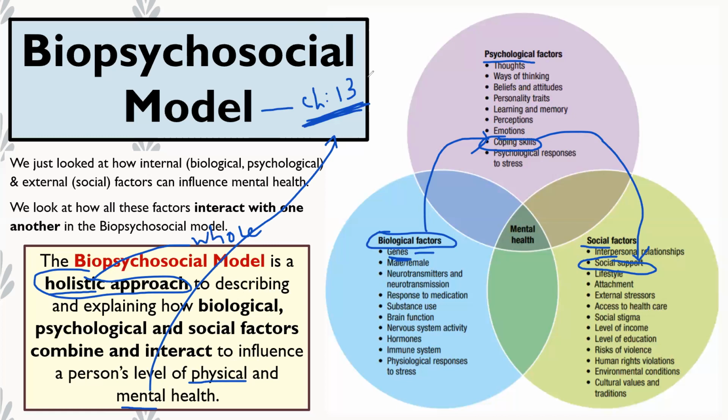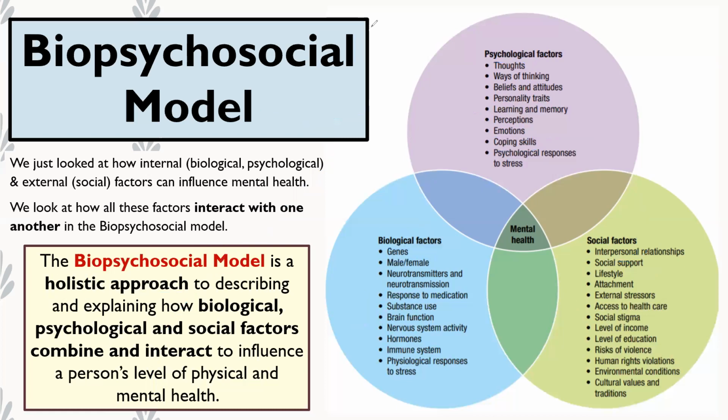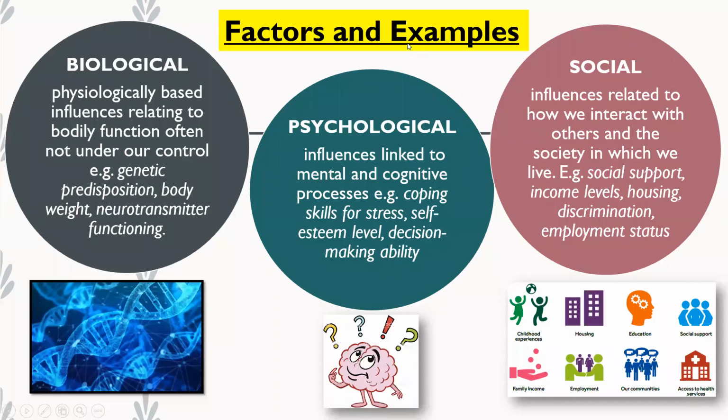Just learn maybe like 2 examples of each of these factors. So 2 examples of biological factors, 2 for psychological and 2 for social. That should be enough. Have an overall broad understanding of what each one is and what each one could be, because you never know what you're going to get in a scenario. Okay. So these are some more factors and examples. I'm not going to go through them too much.